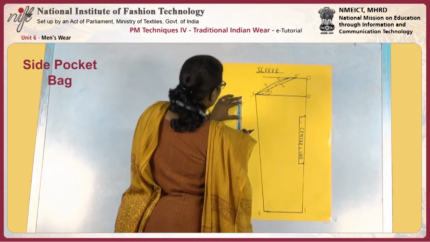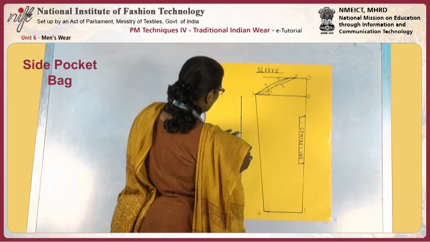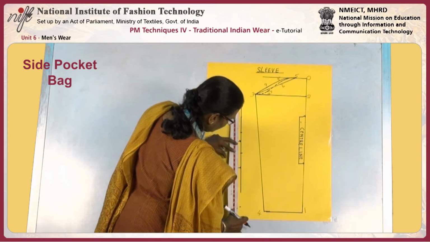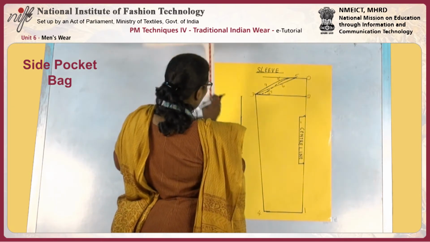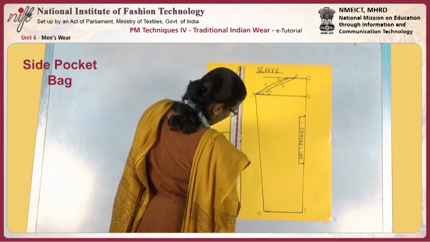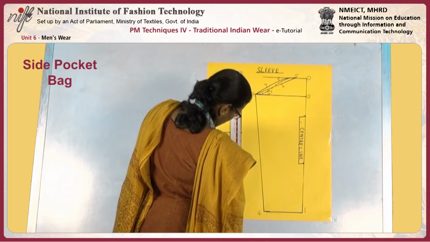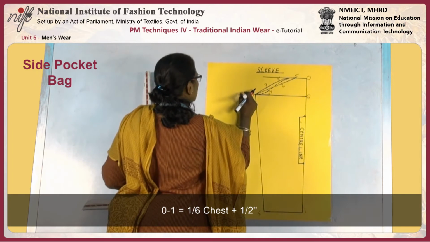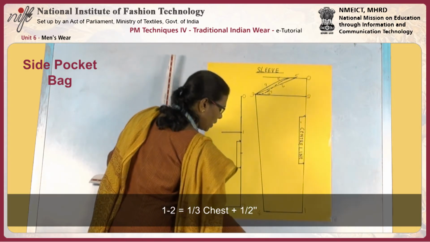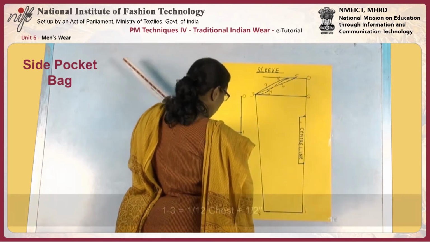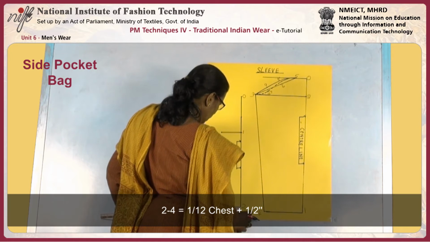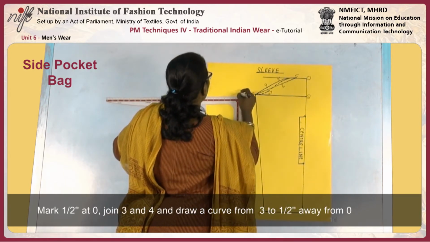First mark 1/6 of chest plus half an inch, then 1/3 of chest plus 1 inch, and draw a perpendicular line. 0 to 1 is 1/6 of chest plus half an inch, 1 to 2 is 1/3 of chest plus half an inch, then 1 to 3 is 1/12 of chest plus half an inch, and 2 to 4 is 1/12 of chest plus half an inch, and at 0 it is half an inch.